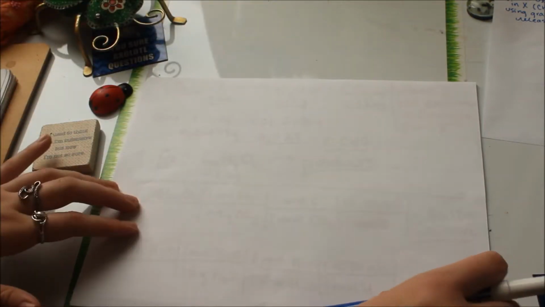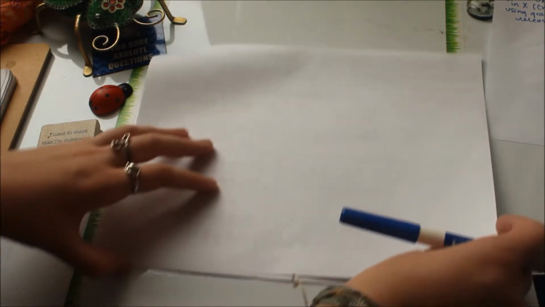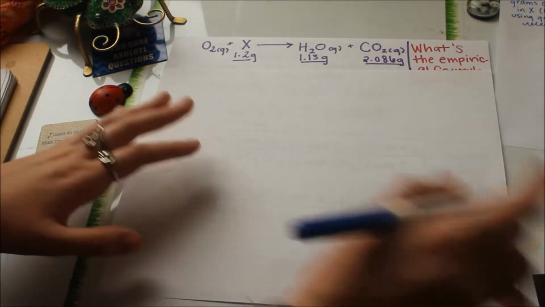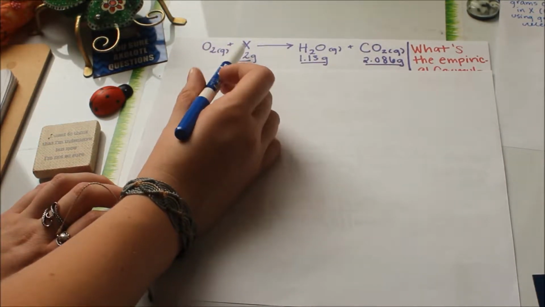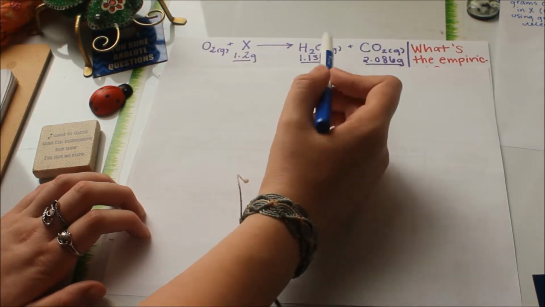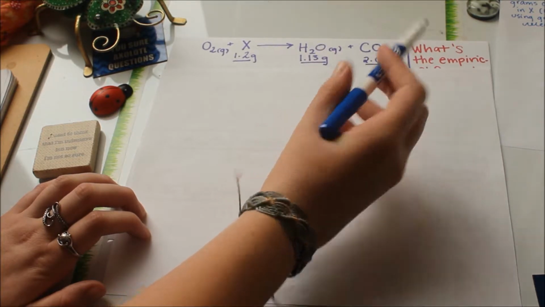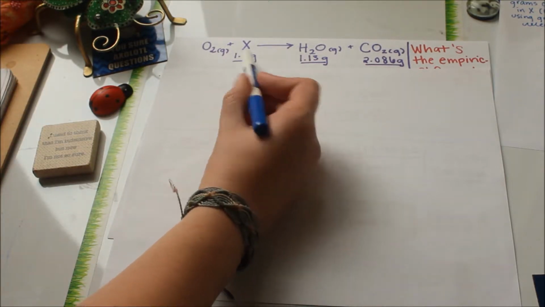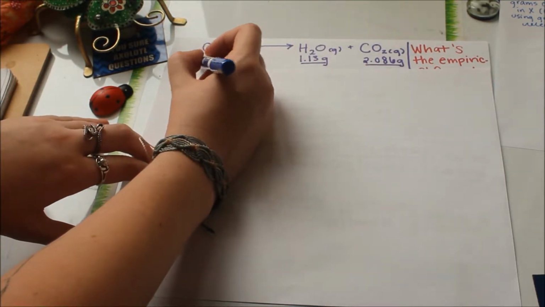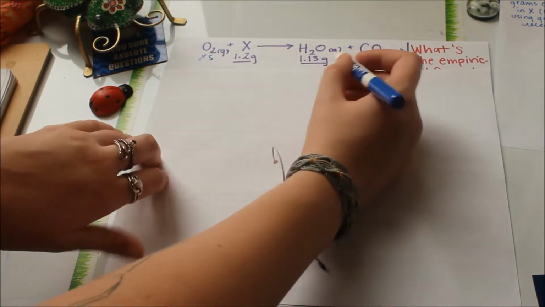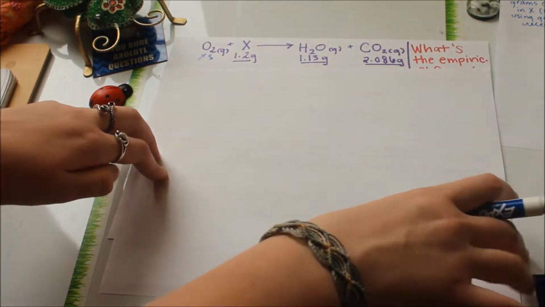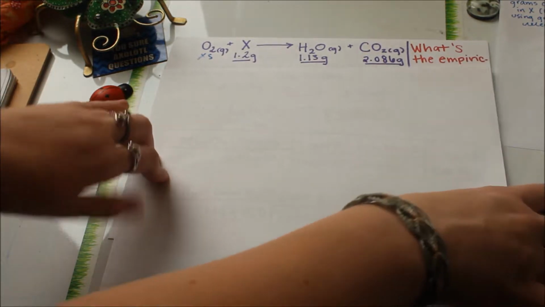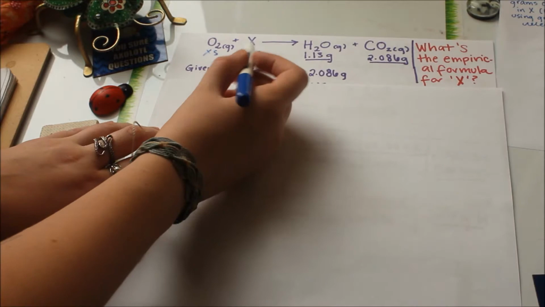We're going to go through calculating an empirical formula, and I'm going to show you the steps to do that, and at the end we'll calculate some weight percents. So our given is O2 gas plus some sort of compound X yields H2O gas and CO2 gas, and we're given masses: 1.2 grams of X and O2 in excess yield 1.13 grams of H2O gas and 2.086 grams of CO2 gas. Our question is, what's the empirical formula for X?